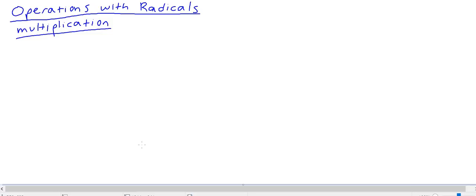When you want to multiply two radicals, all you need to do is bring them into the same square root sign.